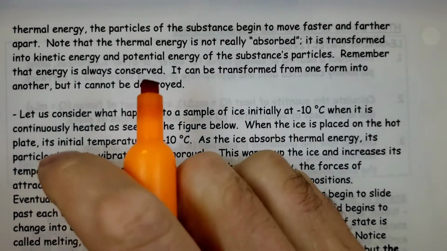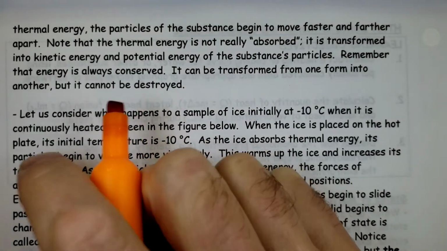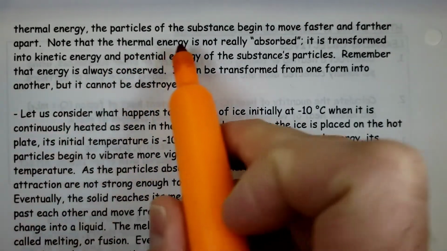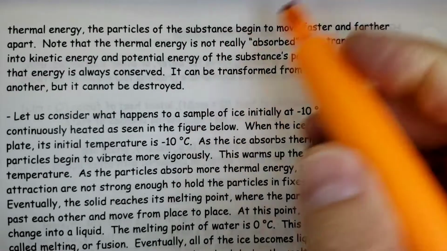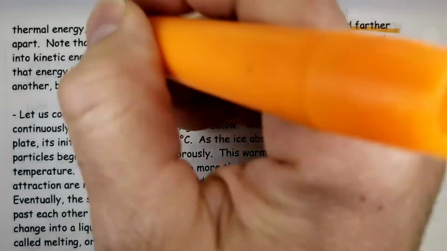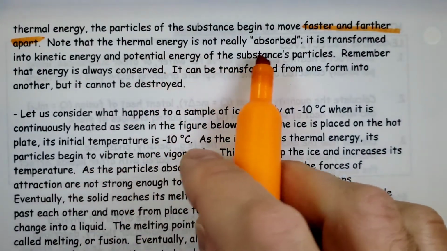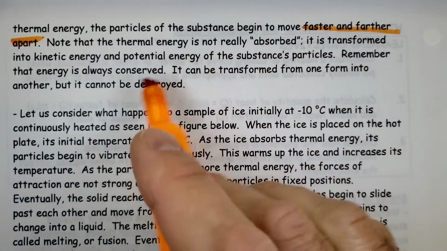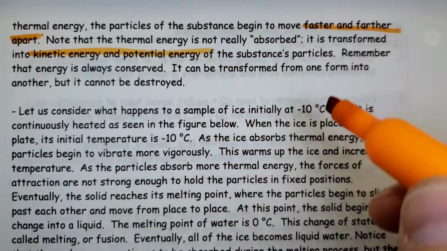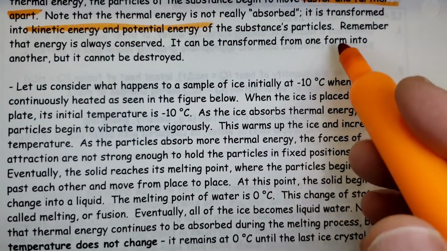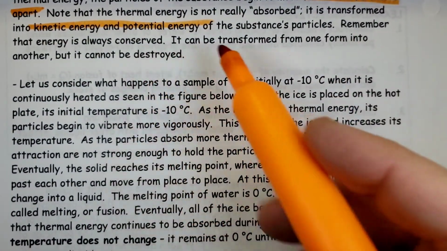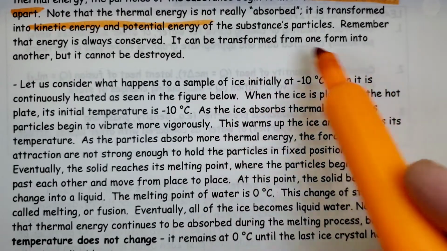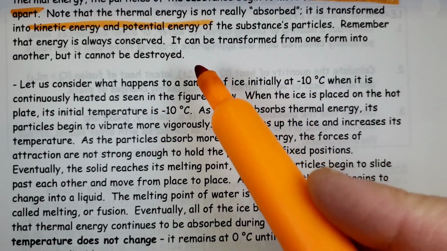So when a substance absorbs thermal energy, the particles of the substance begin to move faster and farther apart. Note that the thermal energy is not really absorbed. It is transformed into kinetic energy and potential energy of the substance's particles. Remember that energy is always conserved. It can be transformed from one form to another, but not created or destroyed.